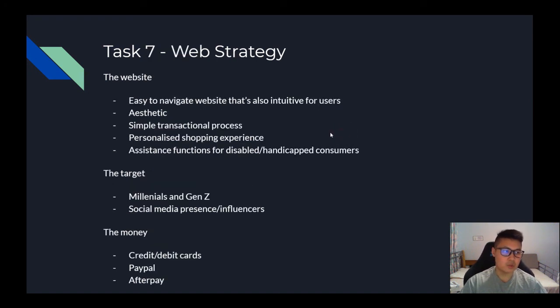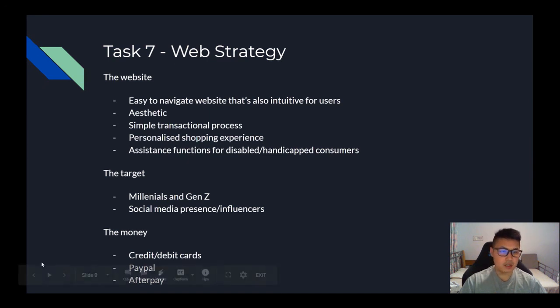Moving on to our web strategy. The goal of the website is to offer consumers an easy to navigate, intuitive website that's aesthetic, but also providing a simple transactional process. As we previously stated, we will use cookies to personalize the shopping experience, and we'll also provide our consumers with assistance functions for those who may be disabled or handicapped. This will be things such as our live chat, colorblind mode, text-to-speech options, as well as font enlargement.